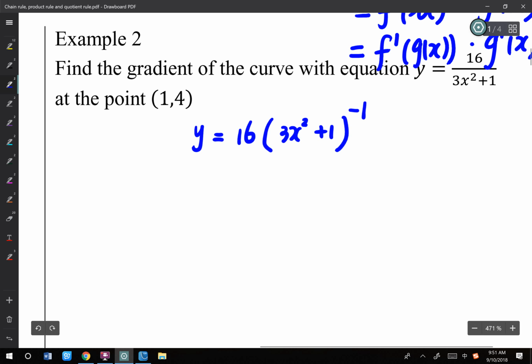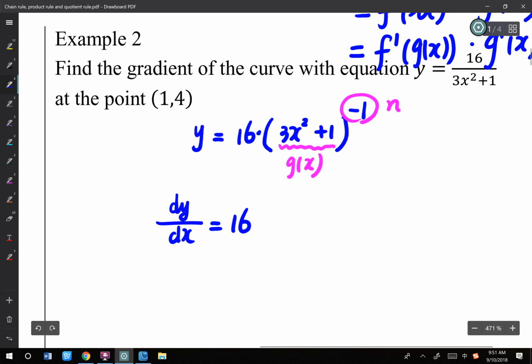Okay, still this is something. This 16 is the number, I don't need to worry about the coefficient. It's something to the power of -1. The something is this, the g(x), and this is n. The power is the n. 16 is just a coefficient, so the coefficient will just stay there and you don't need to worry about the 16. 16 is there. Okay, first step, what do you need to times?